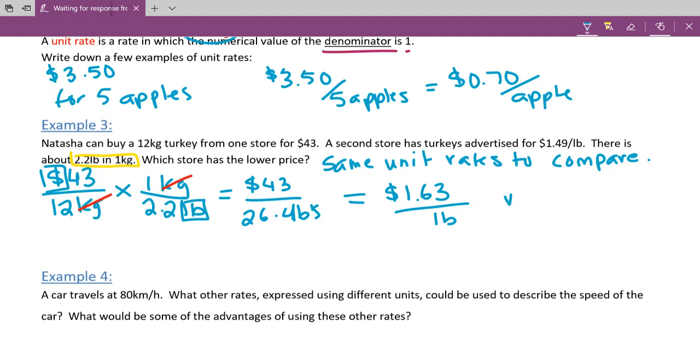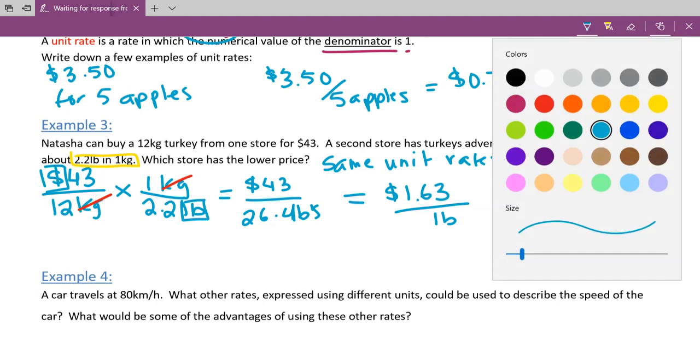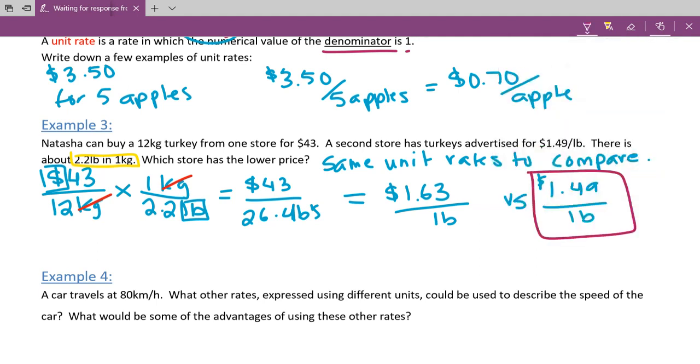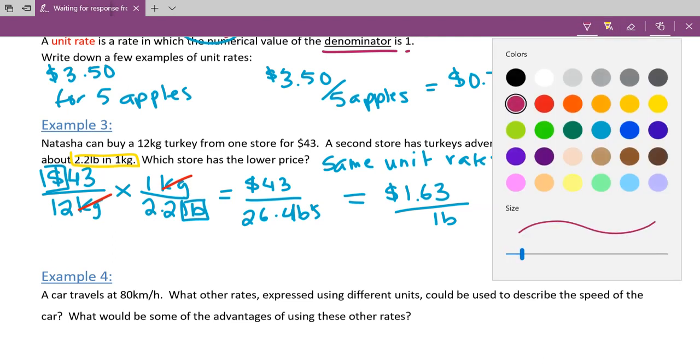So now we can compare, right? Now I can directly say, well, compared to $1.49 per pound at the other store, I can clearly see at this point that the second store is a better deal. Right? That's not quite as apparent when we're starting in different units and one not being a unit rate. So let's look at another example.